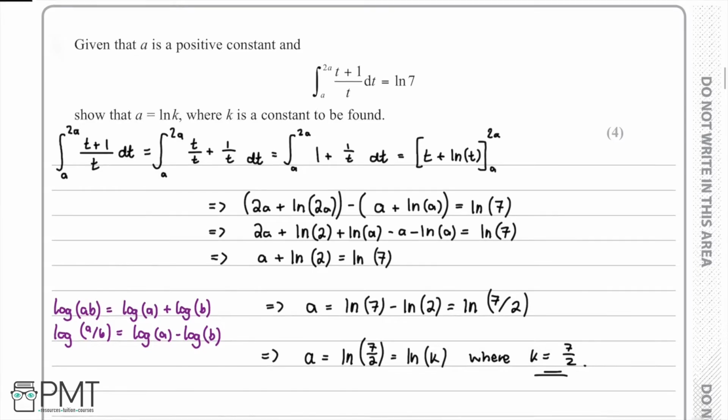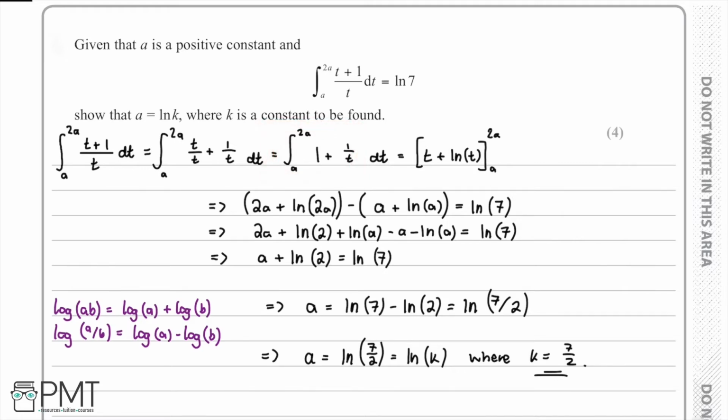So now we're going to take a look back. This question was worth 4 marks. So where did we get our marks? So we got our first mark for attempting to divide each term by t. So you can see here, when we went from t plus 1 over t to 1 plus 1 over t, that was us receiving our first mark.